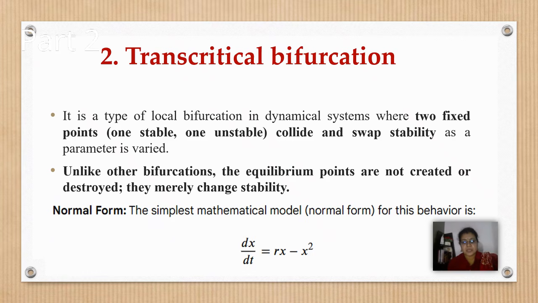Instead, two fixed points collide and then they swap the stability. So the stable fixed point will become the unstable one, and the unstable fixed point becomes the stable one. Unlike other bifurcations where the fixed points are created or destroyed, here they merely change the stability. The best example for this transcritical bifurcation is this prototypical mathematical equation: dx by dt is equal to rx minus x square.